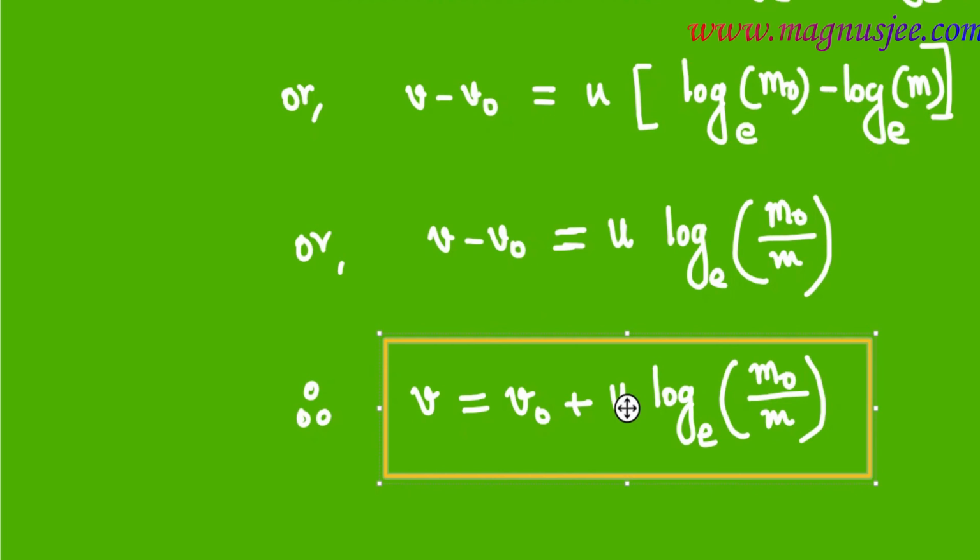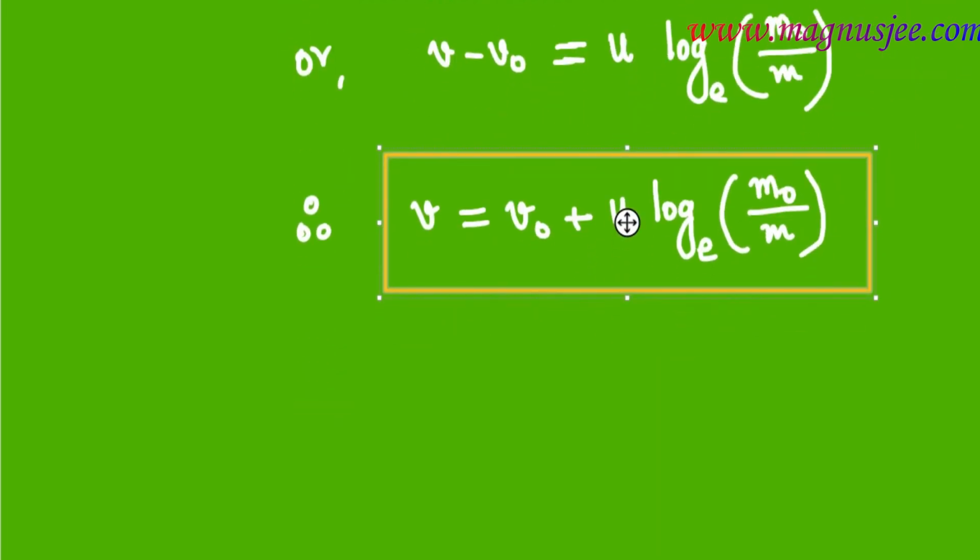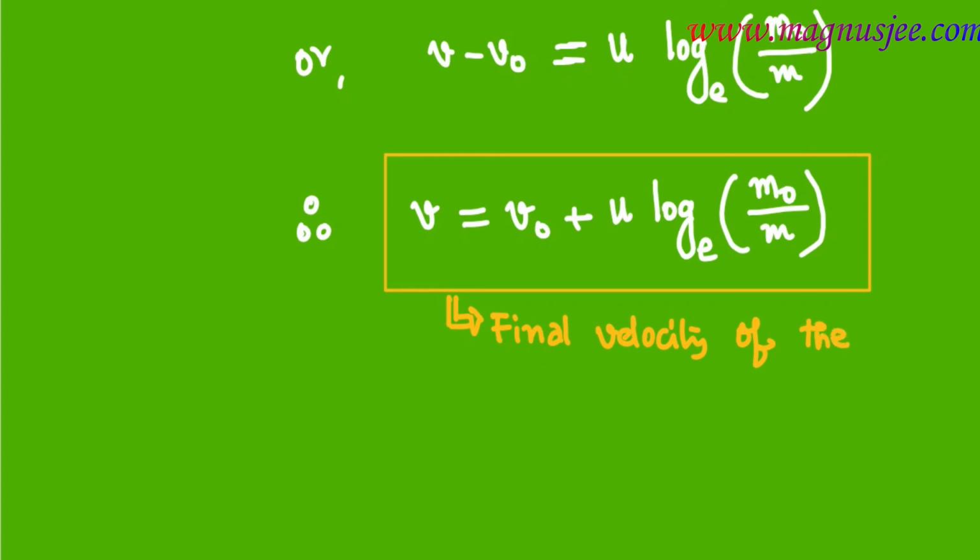This is the final velocity of the rocket at instant t equal to t, that is v equal v0 plus u log base e m0 by m, where v0 is the initial velocity of the rocket in the vertically upward direction, u is the relative velocity of exhaust gases in the vertically downward direction, m0 is the initial mass of the rocket, and m is the final mass of the rocket. Log base e m0 by m means log base e initial mass by final mass. This is the final velocity of the rocket at the instant of time t equal to t.